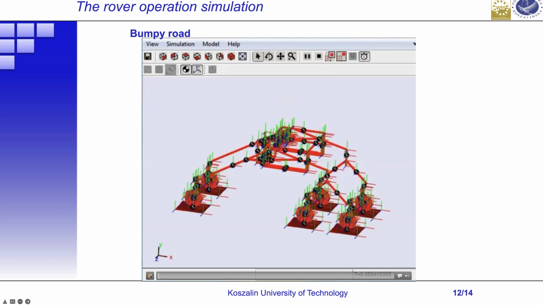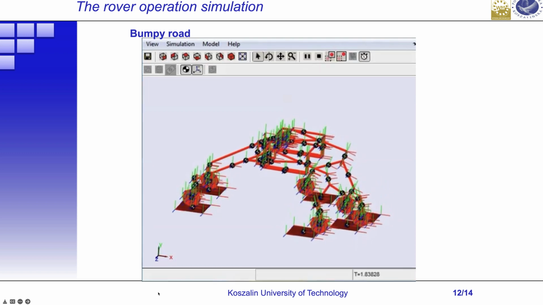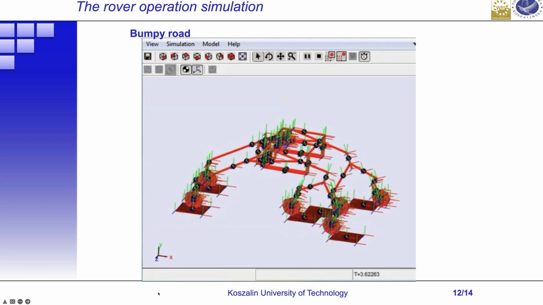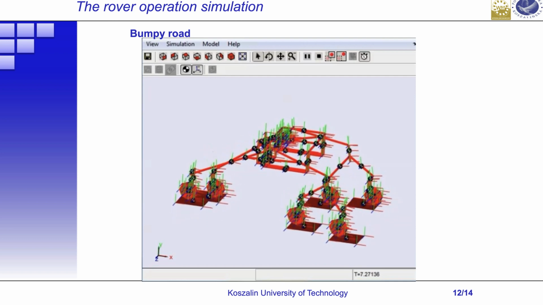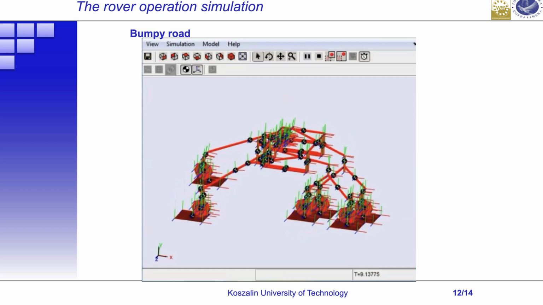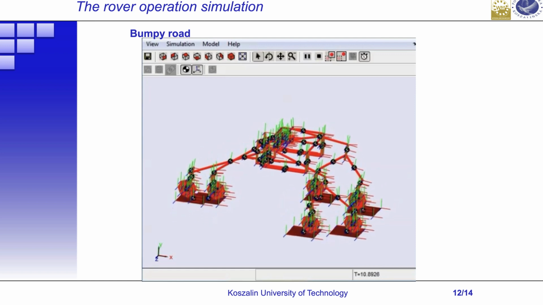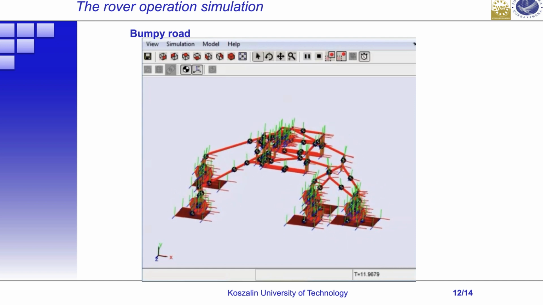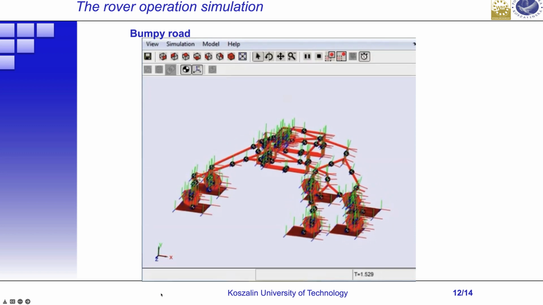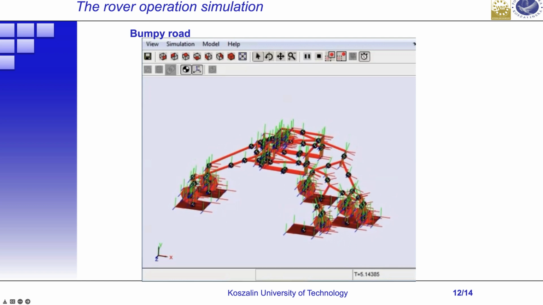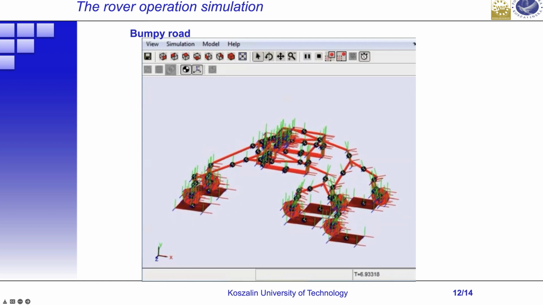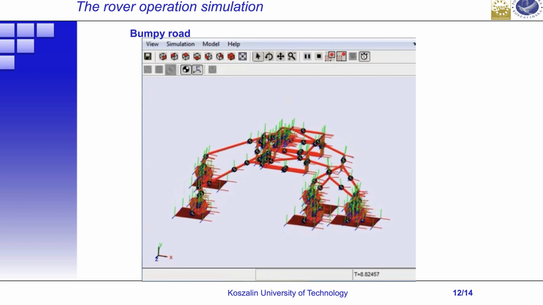Here is an example of another simulation. The excitation signal applied to the platforms on the left is in the form of a sinusoid with an amplitude of 10 centimeters and a frequency of 2 radians per second. The right side also receives the signal in the form of a sinusoid but shifted in phase by 180 degrees. The forcing signals simulate the rover's ride over uneven, bumpy terrain where the left side of the rover moves on a different type of terrain than its right side.